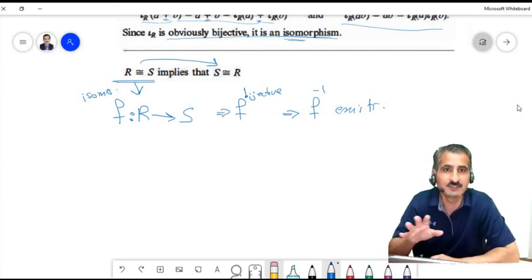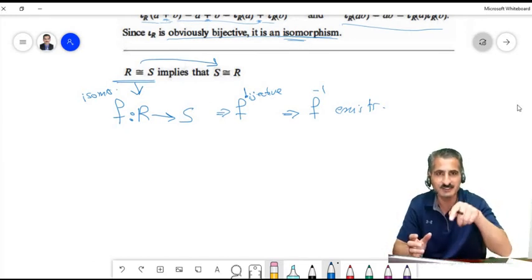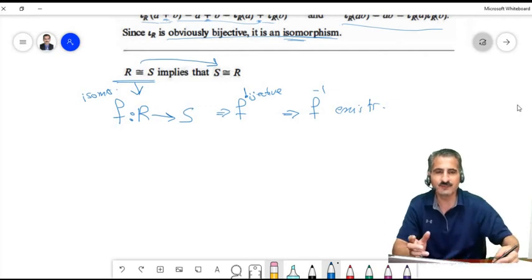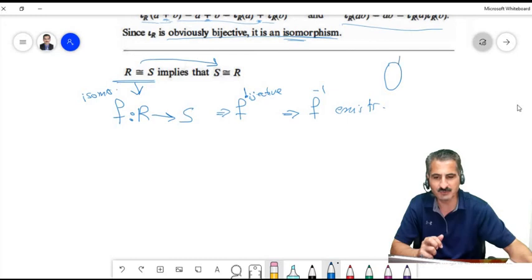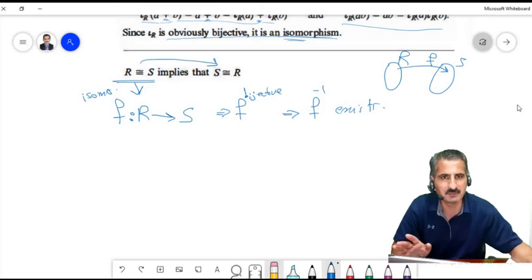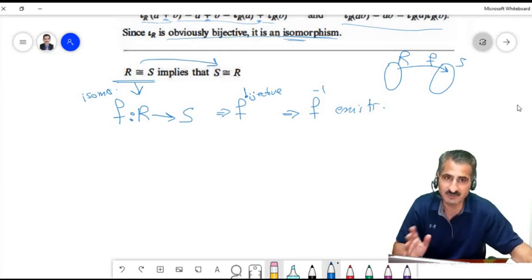We don't need onto to define an inverse. One-to-one is enough. But in this case, we want to define a function coming back from the whole S. So the function is going from R to S, and the inverse of that function, F inverse, exists if this function is one-to-one only.